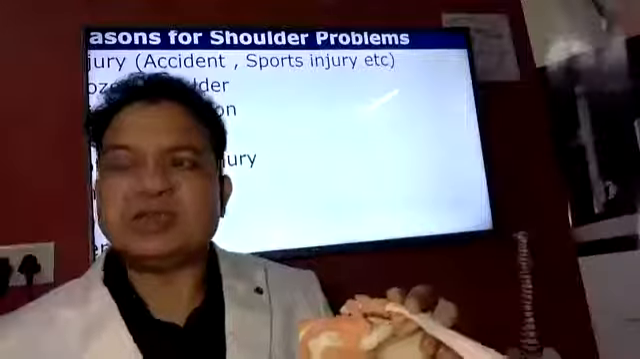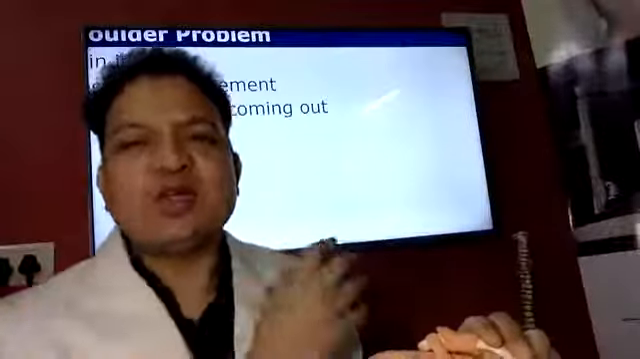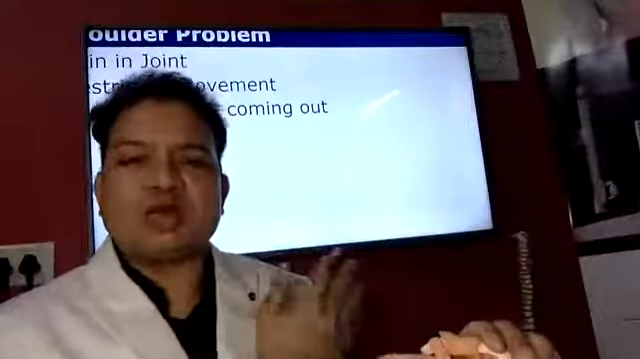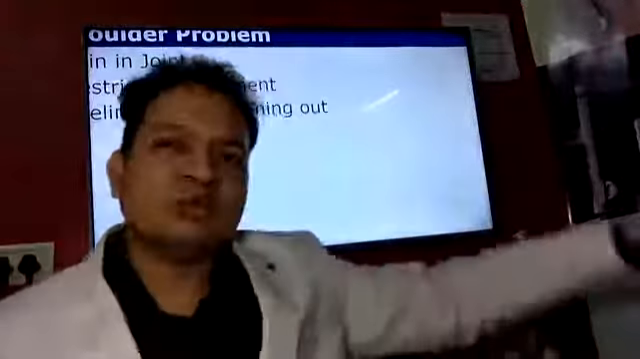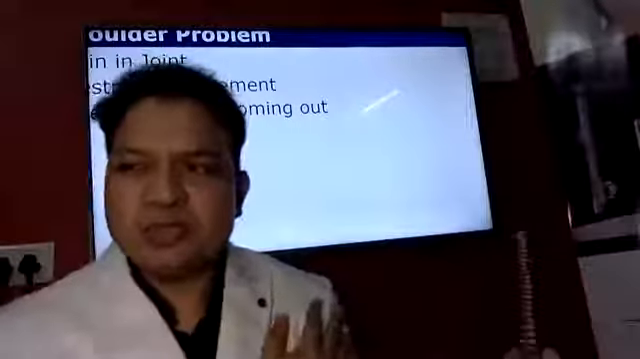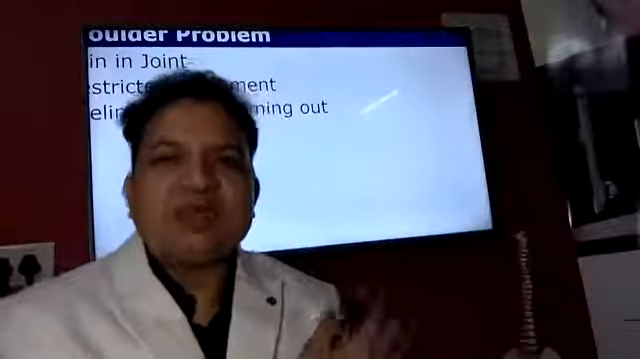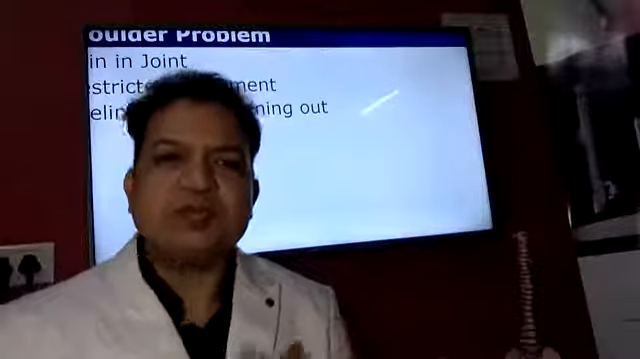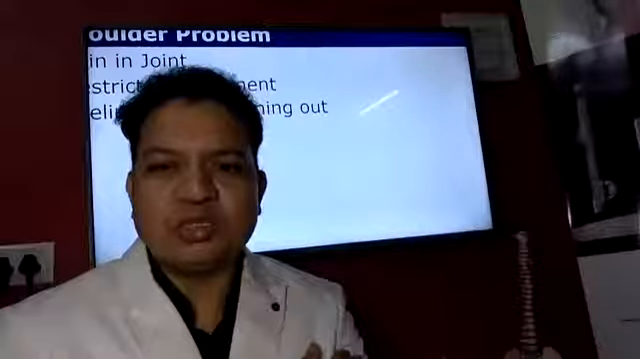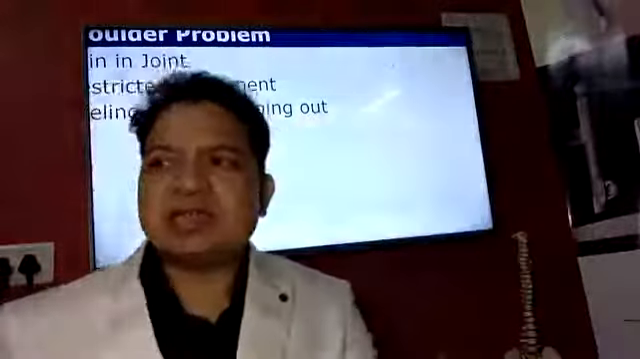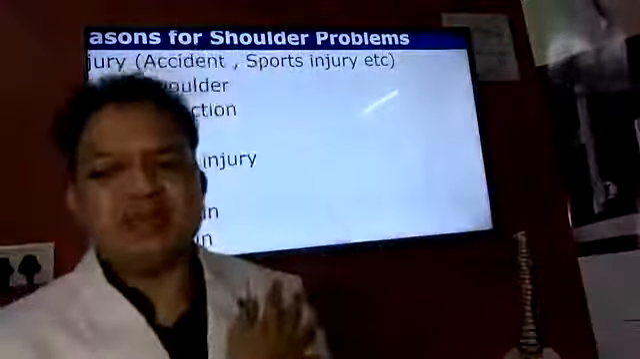So let's see the various problems associated with the shoulder joint. First of all, let's see what shoulder problems present as. Shoulder problems mainly present as pain in the shoulder joint. Then restricted movement; movement does not happen in a proper way. Sometimes the shoulder joint feels like it is giving way. These are the various clinical features of shoulder problems. Let's go deeper and see the reasons behind the pain, instability and giving way.